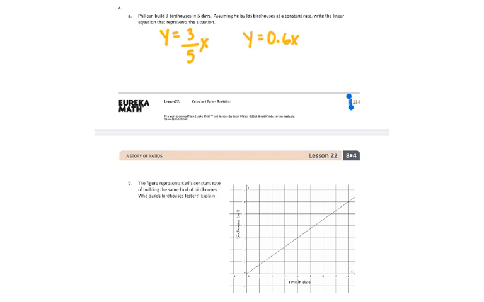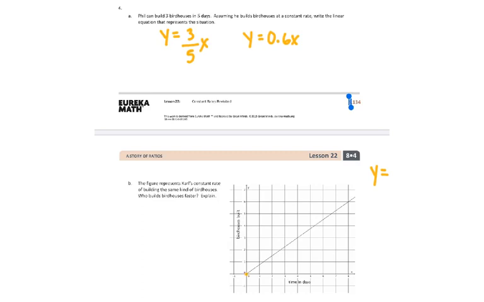So we're keeping that in mind as we look at Carl's constant rate of building the same kind of birdhouse for part B. The figure represents Carl's constant rate of building the same kind of birdhouses. And then they're going to ask us who is building birdhouses faster. So we need to look at this graph of Carl's constant rate and create a linear equation for this information. So these units are going up by 1, so we're good there.